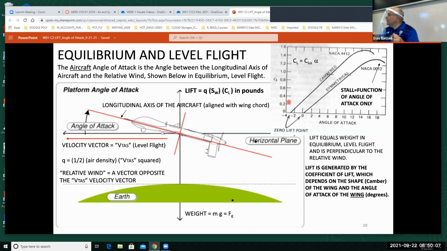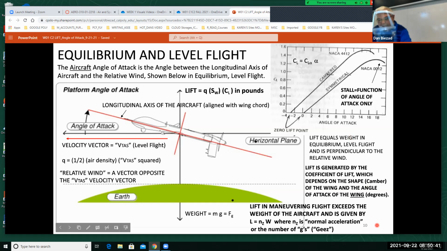Question: are the coefficient of lift and the angle of attack the same thing? Practically speaking, at low angle of attack and low C-sub-L, they differ by a slope. The slope is like 0.05. So 0.05 times your angle of attack gives you your C-sub-L normally. Once you hit stall, all bets are off.